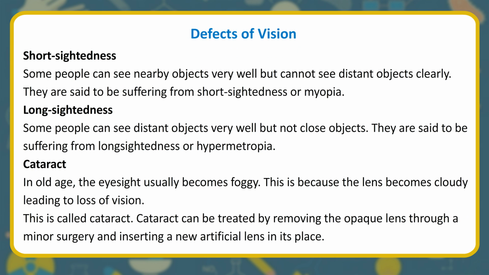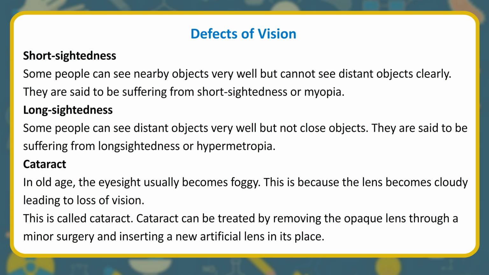Short-sightedness. Some people can see nearby objects very well but cannot see distant objects clearly. They are said to be suffering from short-sightedness or myopia. Long-sightedness. Some people can see distant objects very well but not close objects. They are said to be suffering from long-sightedness or hypermetropia.